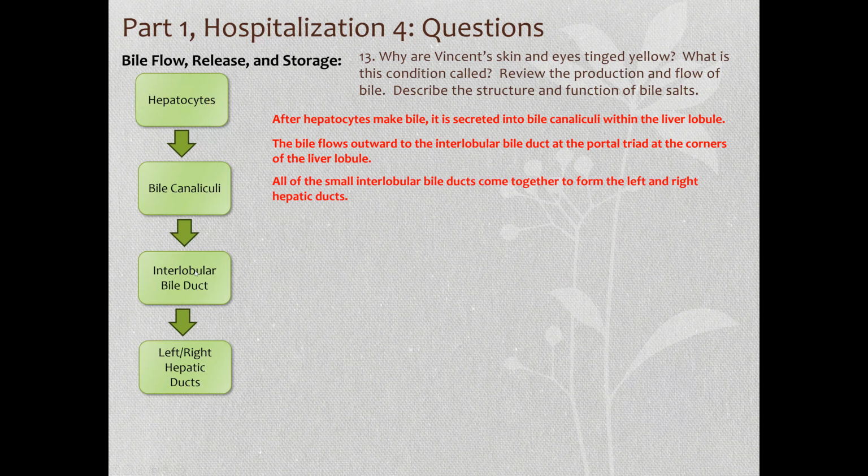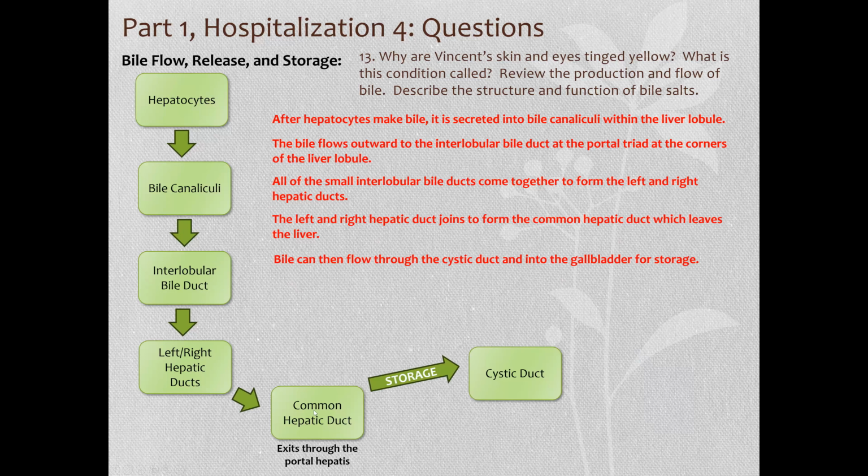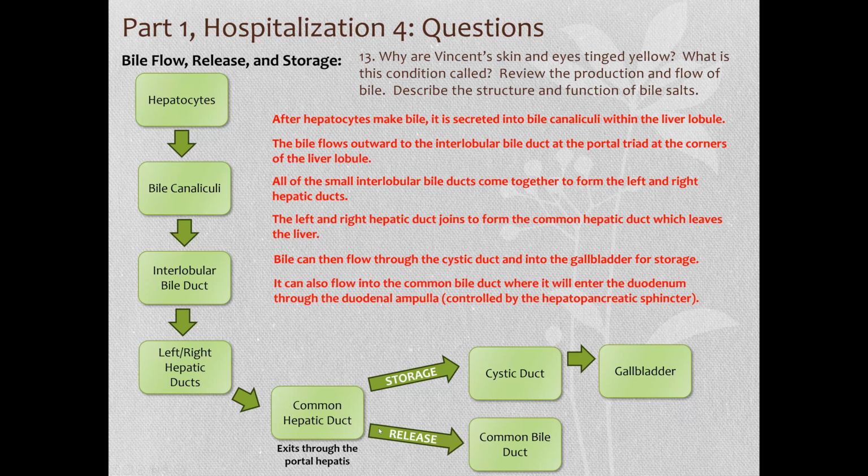All of the interlobular bile ducts will come together to form the left and right hepatic ducts. The left and right hepatic duct will join together to form the common hepatic duct, which leaves the liver through the portal hepatis. Bile can then flow through the cystic duct and into the gallbladder for storage, but it can also flow into the common bile duct where it will enter the duodenum through the duodenal ampulla, which is controlled by the hepatopancreatic sphincter, and that will allow for the release of bile into the small intestine.